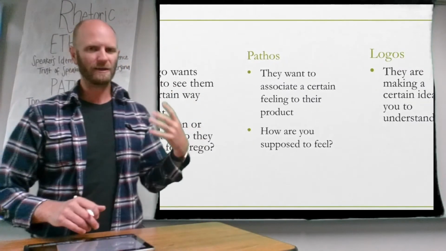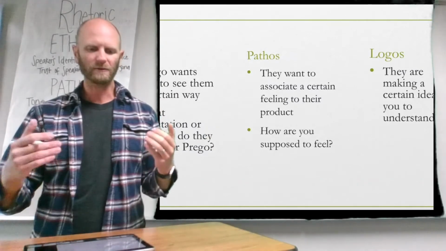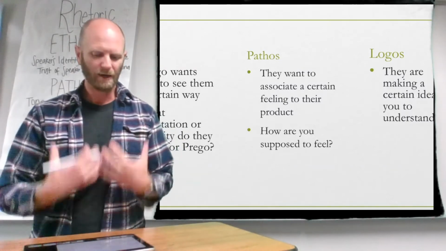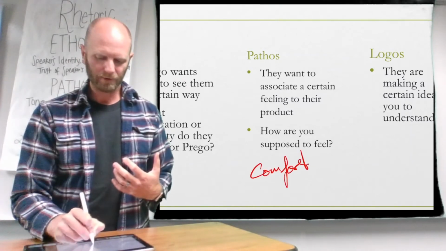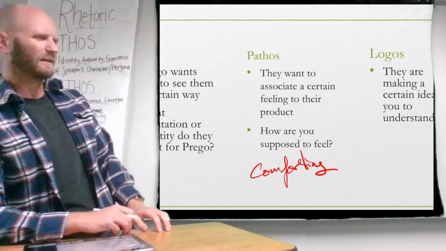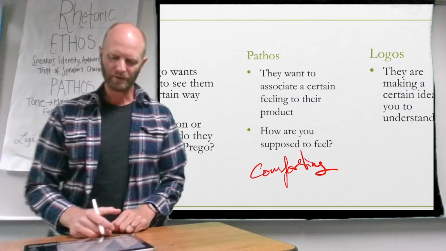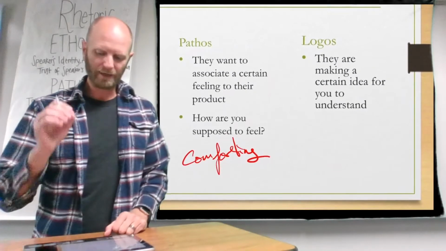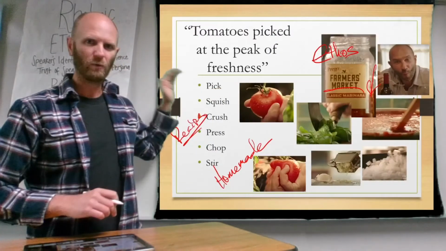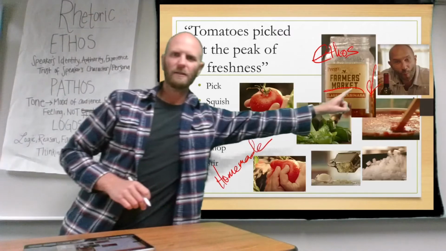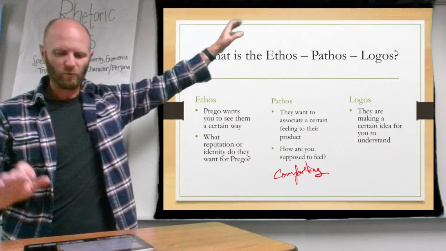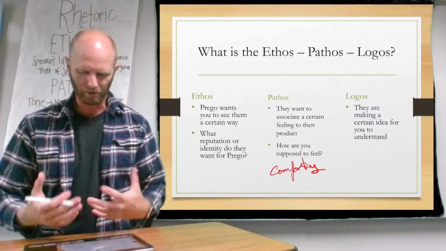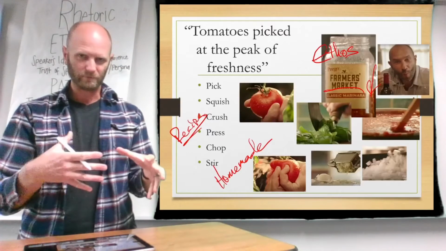They have a certain emotional attachment they want you to have to the product, okay? It feels comforting. It feels homemade. It just feels like something natural that we would make on our own. Okay, that's my reaction, maybe comforting. And then maybe kind of relieved that I'm eating something kind of healthy, so I don't have to worry about it being unhealthy. And then the idea of logos, the argument they're making, literally comes down to this is what they do. This is their message. We pick it, we squish it, we crush it, we press it, we chop it, we stir, and you eat it, and this guy over there eats it and he loves it, okay? This is their argument. We make real food with real recipes, real homemade, even though it's in a factory, okay? That is the argument that they're making. All of this wrapped up in this one commercial.